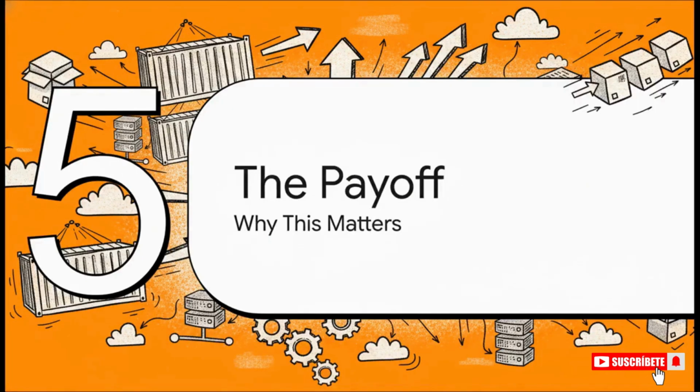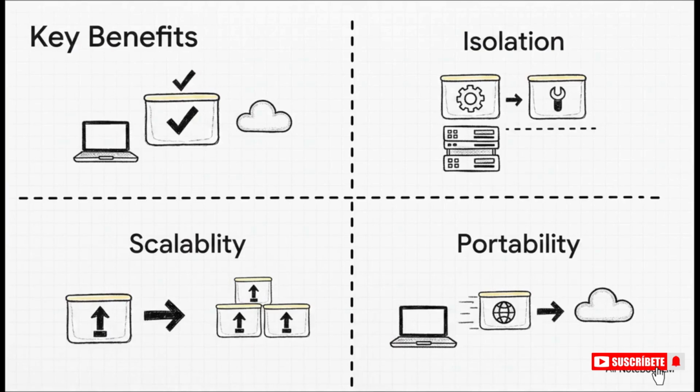You know, this is more than just a neat little trick for developers. This fundamentally changes the game when it comes to building and shipping software. So let's talk about the real payoff here. Why this should matter to you. For starters, consistency. That "it works on my machine" nightmare? Gone for good. Then you get isolation. You can run an ancient app that needs Python 2 right next to a brand new one that needs Python 3 on the very same machine, and they won't even know the other exists.